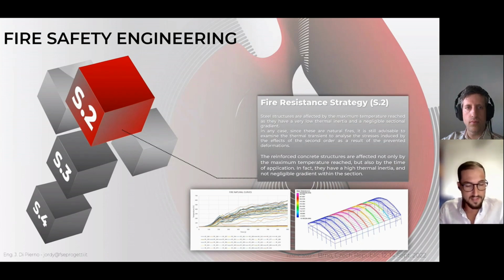S2 fire resistance. The presence of two different types of structures, steel and concrete. Steel structures suffer from a very low thermal inertia and a very high conduction heat transfer coefficient. For this, when analyzing the thermal transient variation, it is important to consider efforts generated by the second-order effects due to the presence of structure constraints which prevent the whole system from adjusting to the thermal expansion. On the other hand, the presence of concrete structure, where a high thermal inertia is present with a low level of heat transport, generates high thermal gradients within the very same building elements.